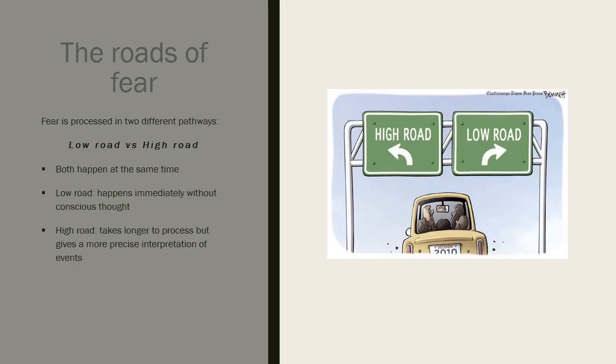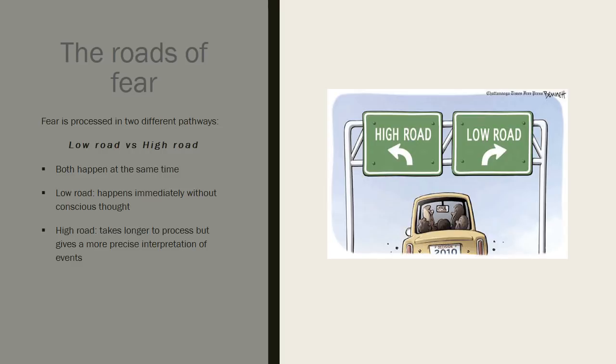But there is an actual process for fear, from the amygdala to the hypothalamus, and from the hypothalamus to what you show and what you experience. Fear is processed in two different pathways, two different ways. We call them the high road and the low road. When you come across something that is scary or that initiates fear in your body, they actually happen at the same time. So your fear goes to the low road and the high road.